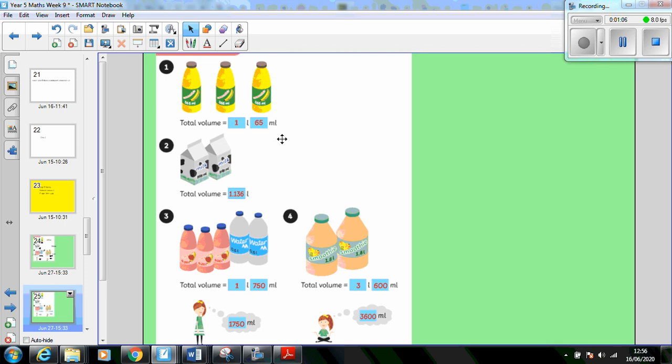So hopefully you got 1 litre 65 millilitres, or you might have written that as 1065 millilitres. 1.136 litres, or you might have written it as 1136 millilitres. The next one is 1750 millilitres, or 1 litre 750 millilitres. Or you may have written that as 1 3/4 of a litre. And finally on this slide it's 3 litres 600 millilitres, or 3600 millilitres.